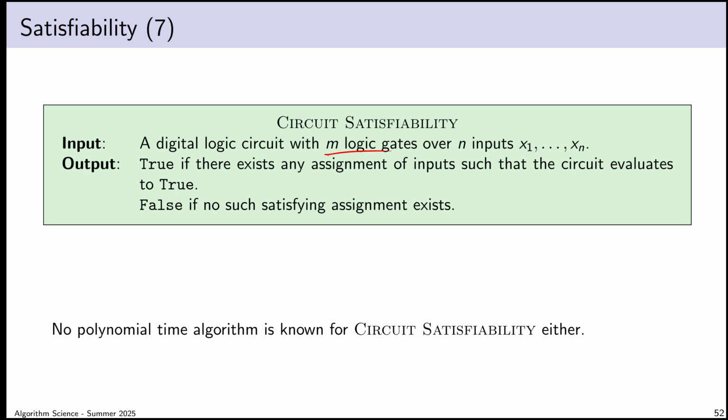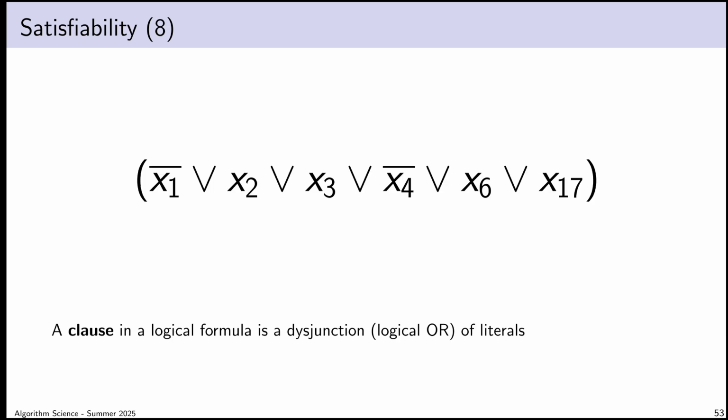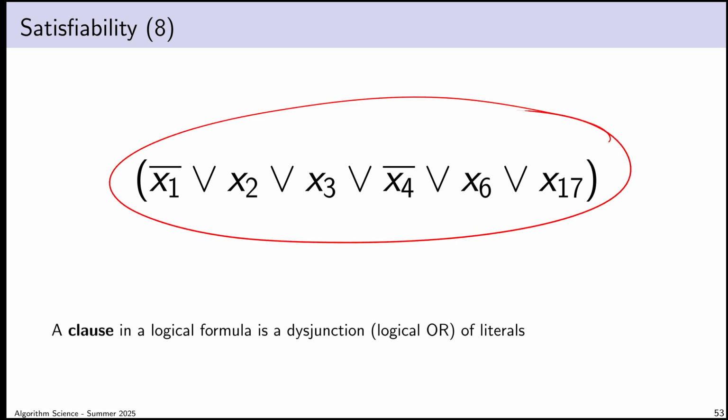It actually also turns out that even if I restrict the types of formulas that I'm allowed to use, the corresponding satisfiability problem doesn't seem to get very much easier. Okay, so I'll give an example of one restriction that we're going to use later in this lecture. To do that, I have to define a term. So a clause in a logical formula is defined to be a bunch of literals joined together by logical OR operations. And it must be logical OR operations, and they must be literals, not other sub-expressions. So this thing is a clause. It is a bunch of literals. In this case, there are 6 of them joined together by logical OR.